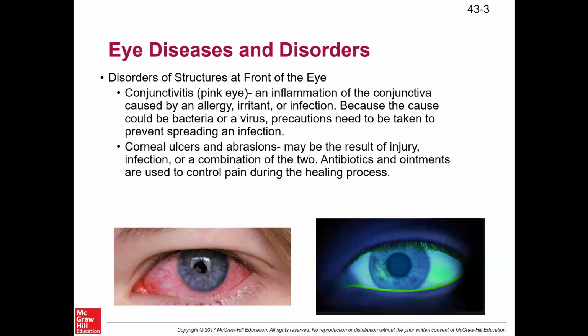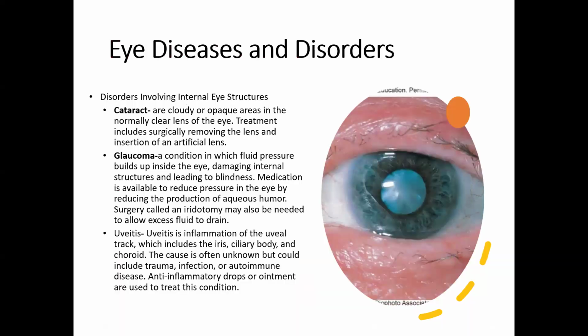Corneal ulcers and abrasions may be the result of an injury, infection, or combination of the two. Typically, antibiotics and ointments are used to control the pain during the healing process and prevent infection. Cataracts are cloudy or opaque areas in the normally clear lens of the eye. Treatment includes surgically removing the lens and insertion of an artificial lens.